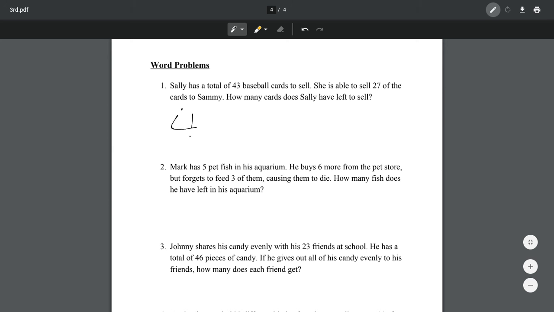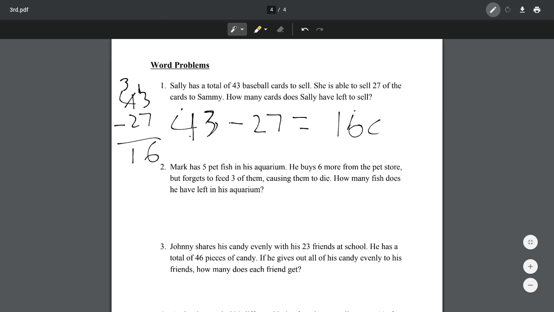Then we would say 43 minus 27. And if you can't do it sideways, then you can also write it vertically. So 3 minus 7, we can't do that, so we have to borrow from the tens place. 4 becomes a 3, and then we add a 10 to the 3, so now it becomes 13. 13 minus 7, 6. 3 minus 2 is 1. So Sally has 16 cards left to sell.